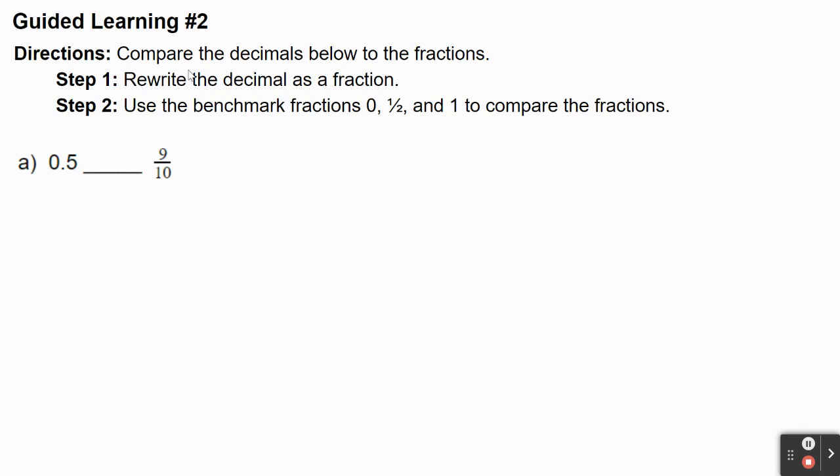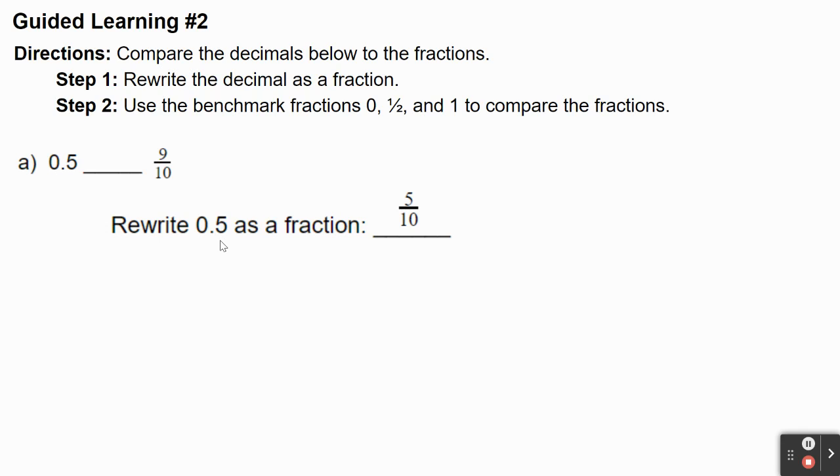Now let's try guided learning number 2. Here, we're going to compare decimals to the fractions below. So the first thing we're going to have to do is rewrite the decimal as a fraction, and then we can use the benchmark fractions 0, 1/2, and 1 to compare the fractions. So here we have 0.5 compared to 0.9. Let's first rewrite 0.5 as a fraction. Well, we are really just saying the decimal as a fraction. 5 is in the tenths place, so we can rewrite 0.5 as 5/10.